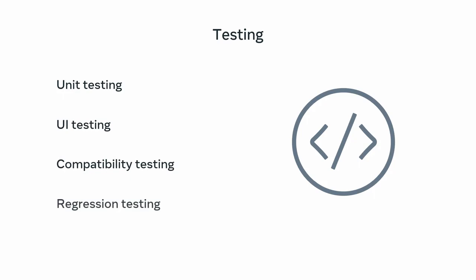Next, you explored 4 categories of testing. Unit testing checks individual software components. UI testing verifies that the application's user interface behaves as expected. Compatibility testing checks how the application performs across various situations. And regression testing verifies that new code does not break features.